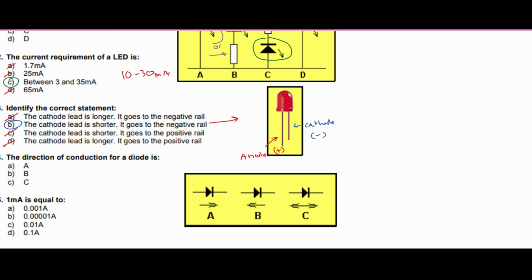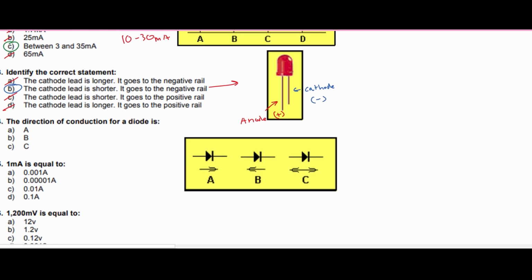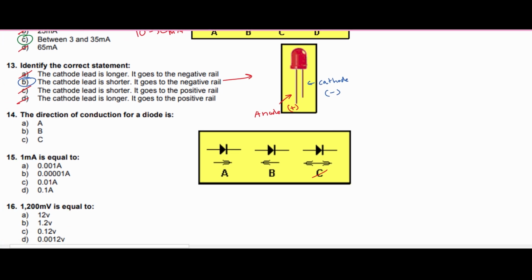In part 14, we are asked the direction of conduction for a diode. When we look at this, it cannot be part C because it's not multi-directional like this. And it's not going to be part B because it has to be going in the same direction.